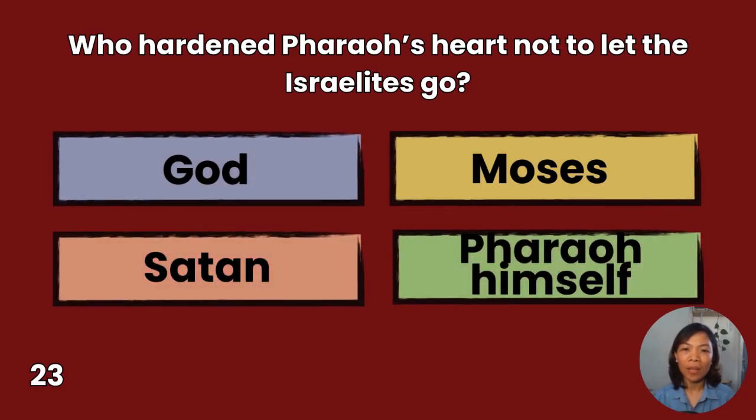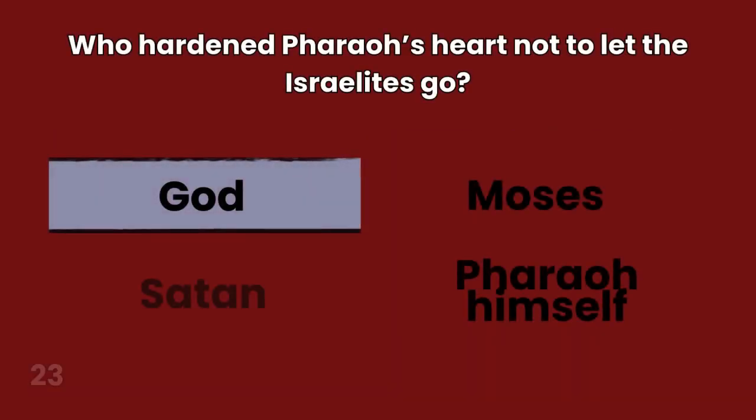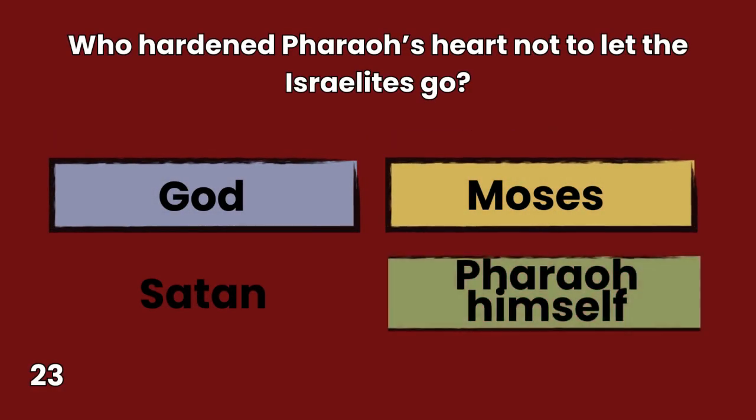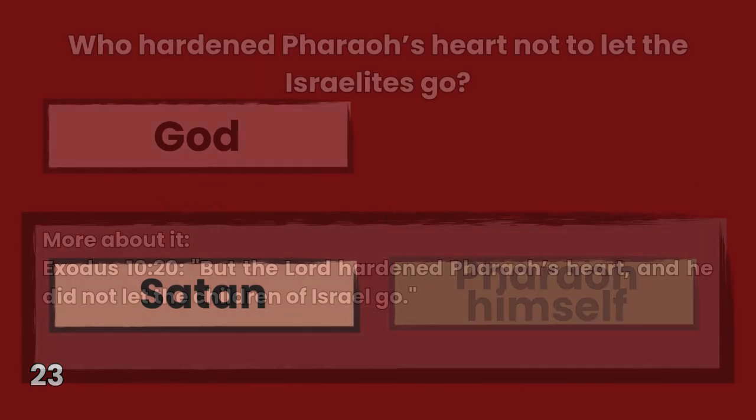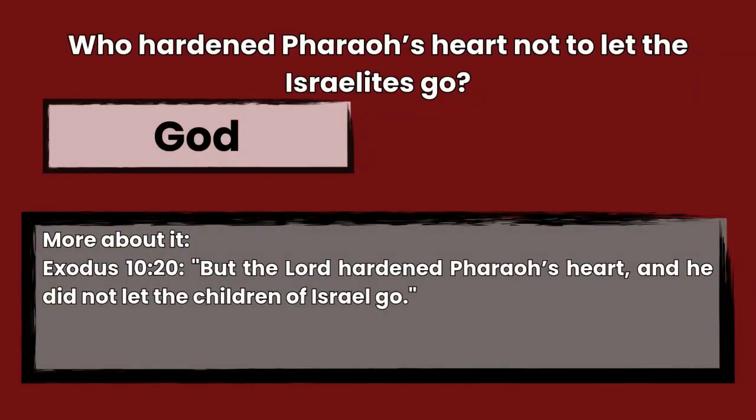23. Who hardened Pharaoh's heart not to let the Israelites go? God, Satan, Moses, Pharaoh himself. You have 10 seconds to answer. The answer is God, Exodus 10:20. But the Lord hardened Pharaoh's heart, and he did not let the children of Israel go.